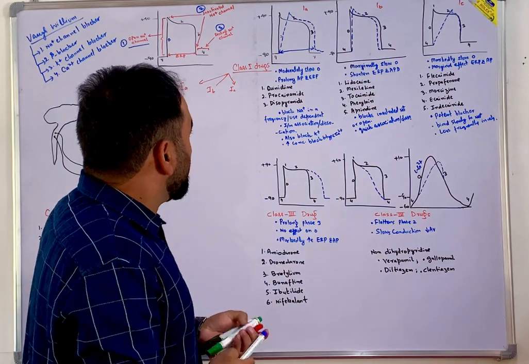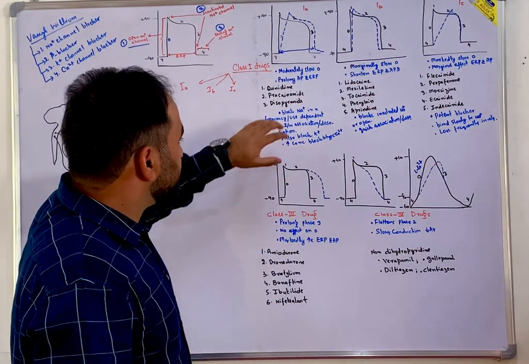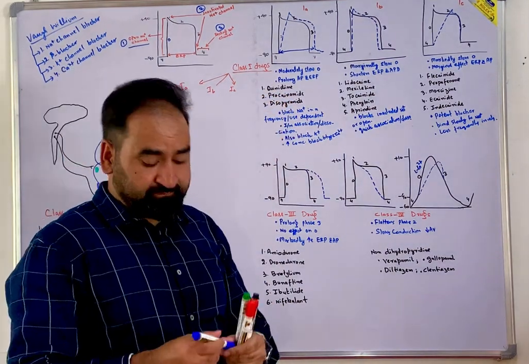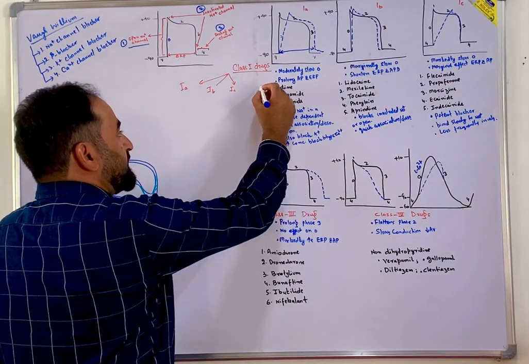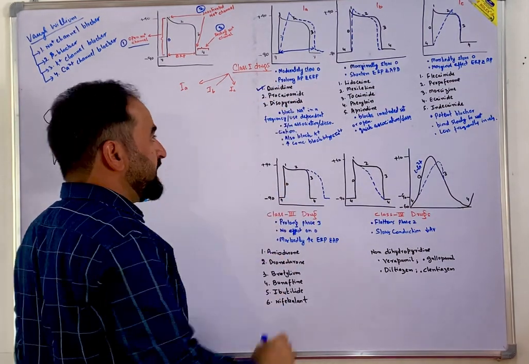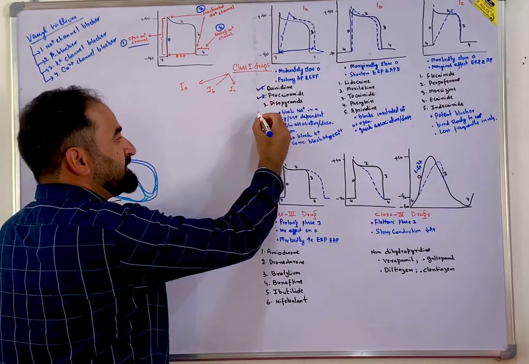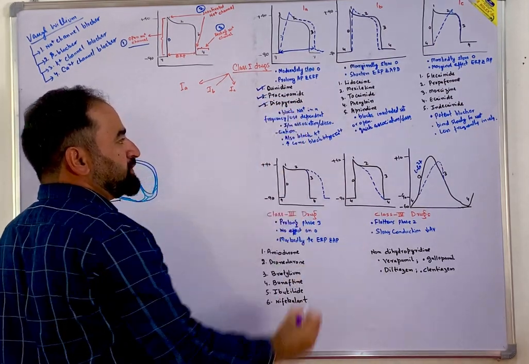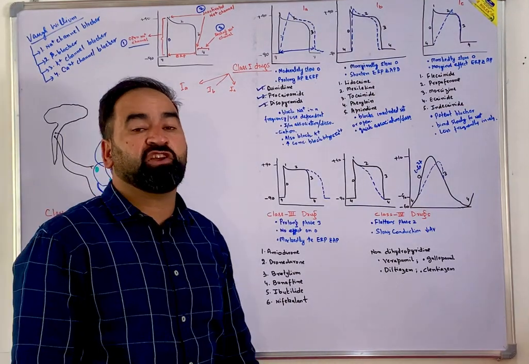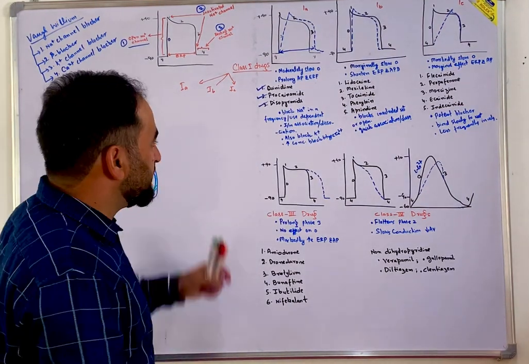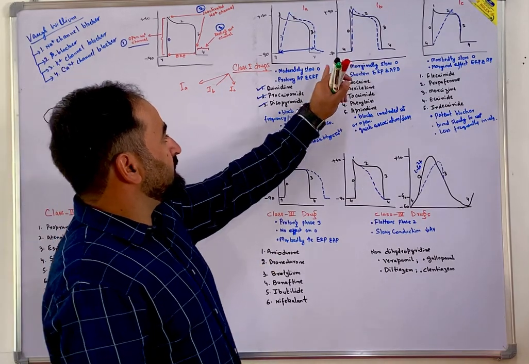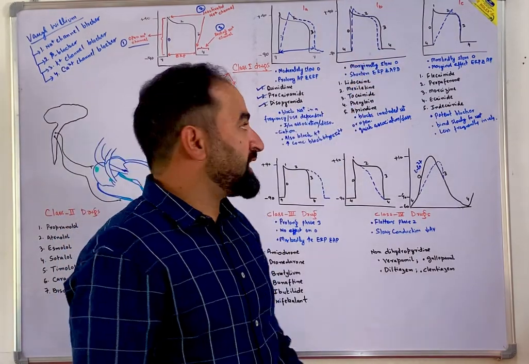Now let me tell you what the examples in the class 1A drugs are. Number one is quinidine. Number two is procainamide. Number three is disopyramide. You know disopyramide has anticholinergic activity also. Okay. Now coming to the class 1B drugs.